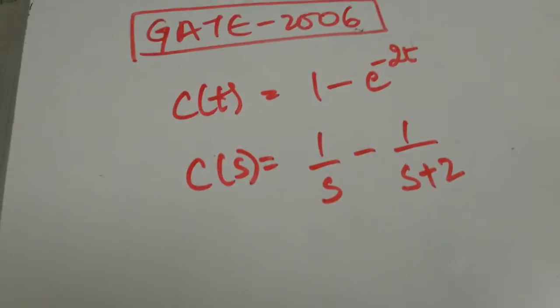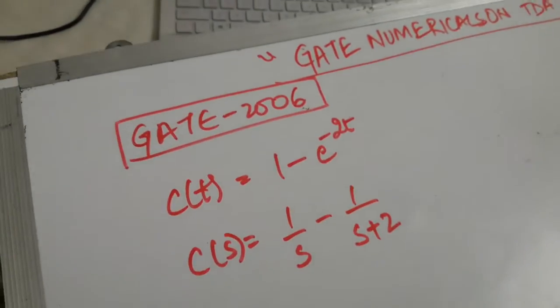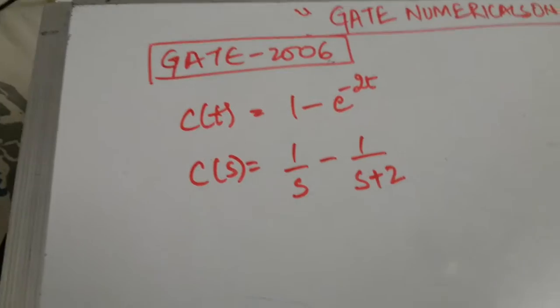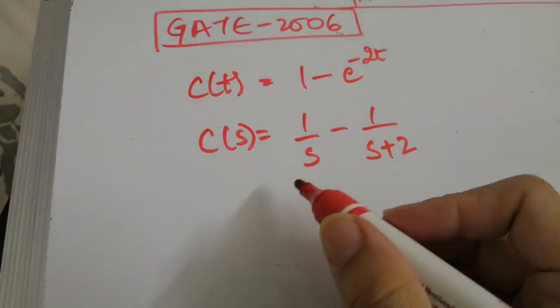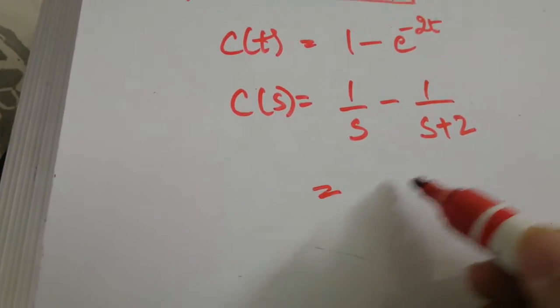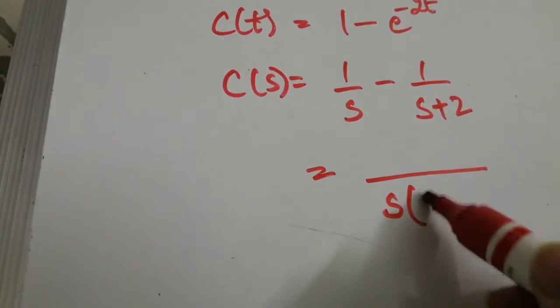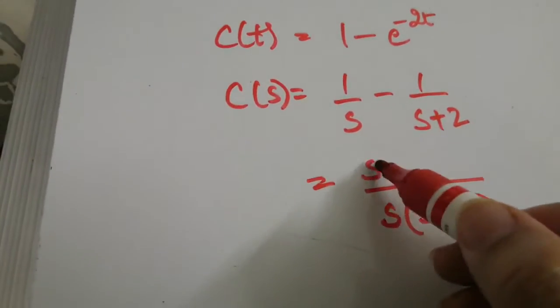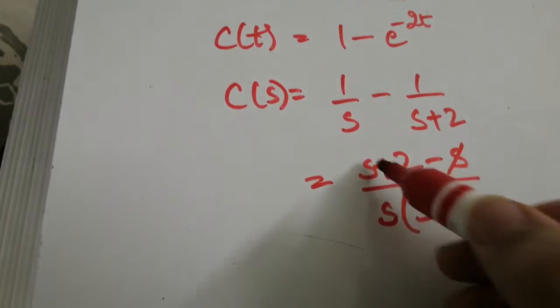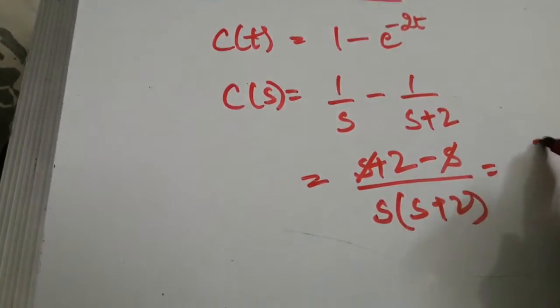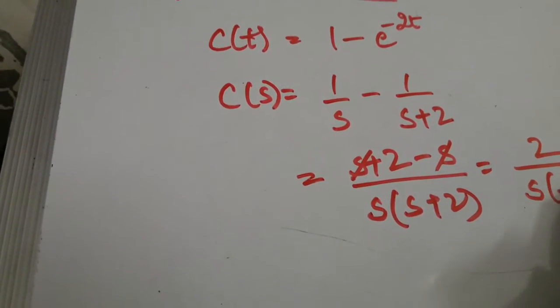So let's calculate it here. I have just written the same thing here, c(t) as 1 minus e raised to the power minus 2t, and I have just taken the Laplace transform of this function. So I will be taking out the LCM now. So this will be s into s plus 2 here. So here it will be s plus 2 and here it will be minus s. So it will be 2 upon s into s plus 2.